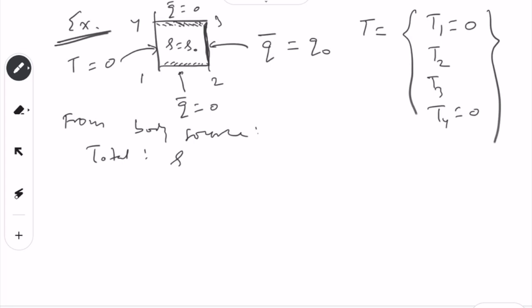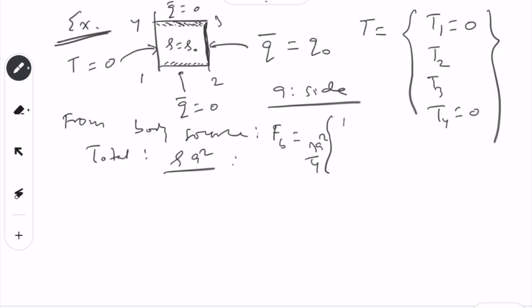S times area, and area is equal to A square. So let's say A is the side of this square, so S times A square is the total, and hence it will be 1/4 everywhere. So automatically it should go like 1/4 everywhere, and you know that from body source, FB will be equal to S A square over 4 times 1 1 1 1. So you will get this one. What is the meaning of that? The total heat generated is S times A square, and divided by 4 goes to each of them.